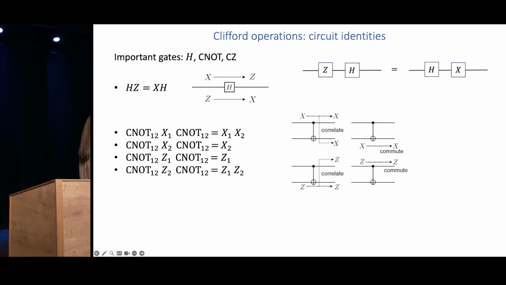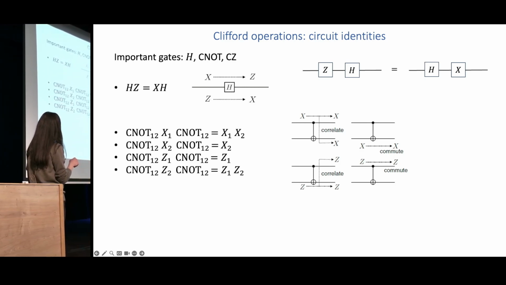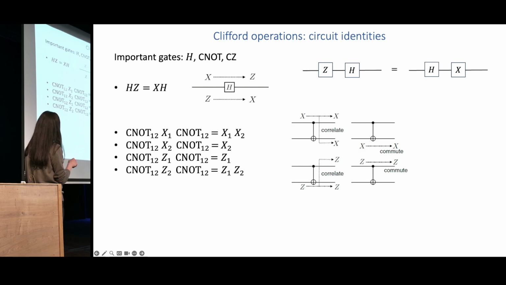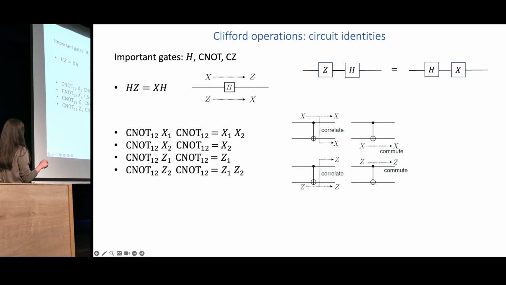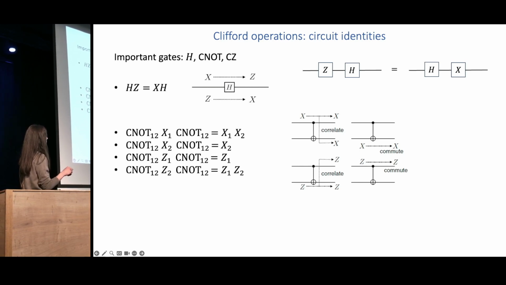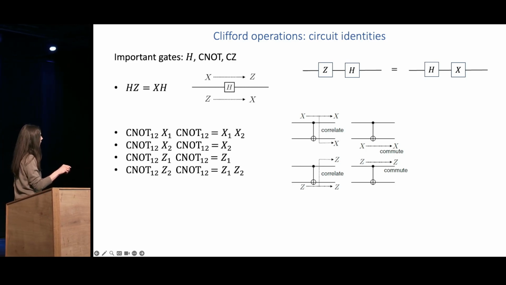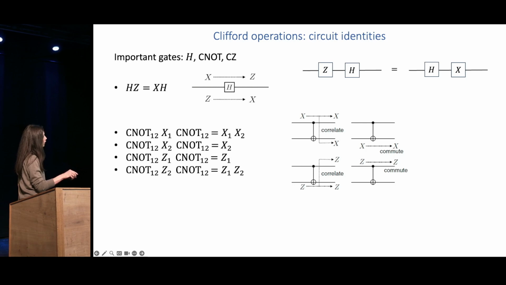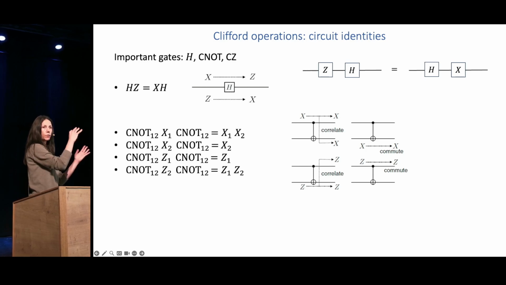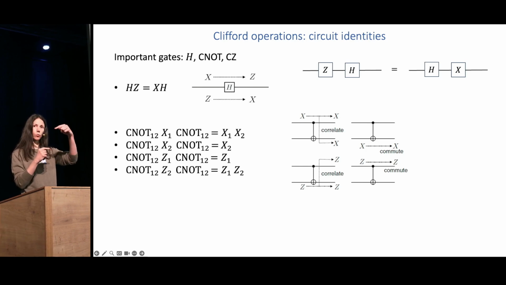Okay, now let's see what happens if I have something slightly more complicated, namely the CNOT gate. This is a controlled-NOT gate where I have the control qubit to be 1 and the target qubit to be 2. So what happens if I have an X gate on qubit 1 sandwiched by these two CNOTs? What will happen is that the X will pass through and it will propagate on the other qubit as well. So you have X followed by CNOT. That's equivalent to having a CNOT and then two X's on both qubits.